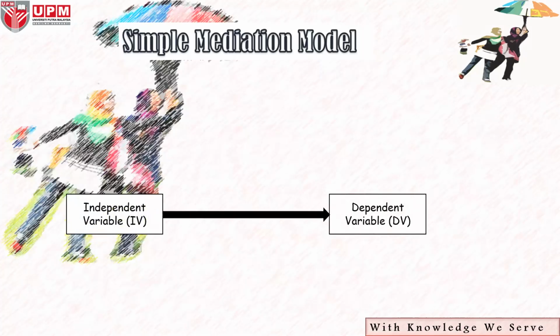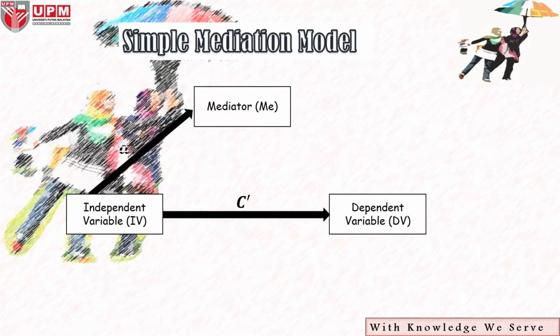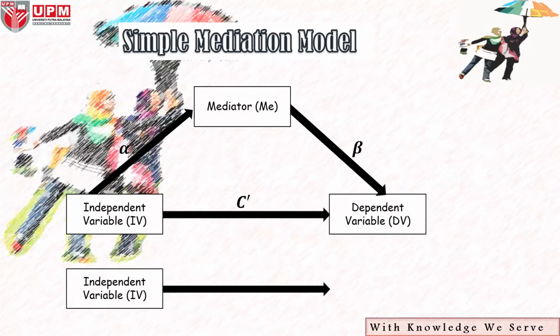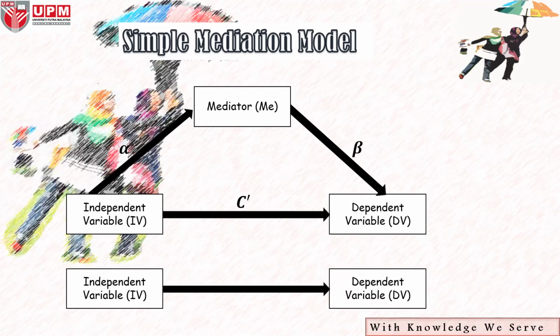So ini dia punya model. First, IV to DV. So we use names for the paths. First path ni is C prime. Second one, from IV to mediator, the path name is alpha. And then mediator to DV, we use beta. And last one, IV to DV without controlling for the mediator, the name is path C. So dia ada A, B, C and C prime.